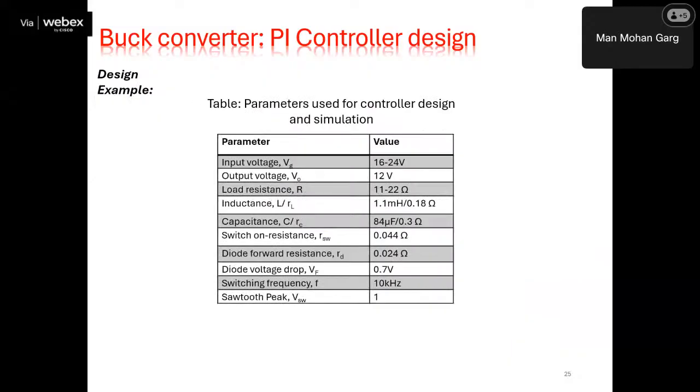Let us take one example. Here we consider that our input voltage is varying. This is a buck converter example, between 20 to 24 volts, and the nominal voltage is 20 volts. The desired output voltage is 12 volts. The load is 11 to 22 ohm, and our nominal is 11 ohm, right? Then these are the non-ideal parameters. Now the switching frequency we have taken, let's say, is 10 kilohertz.